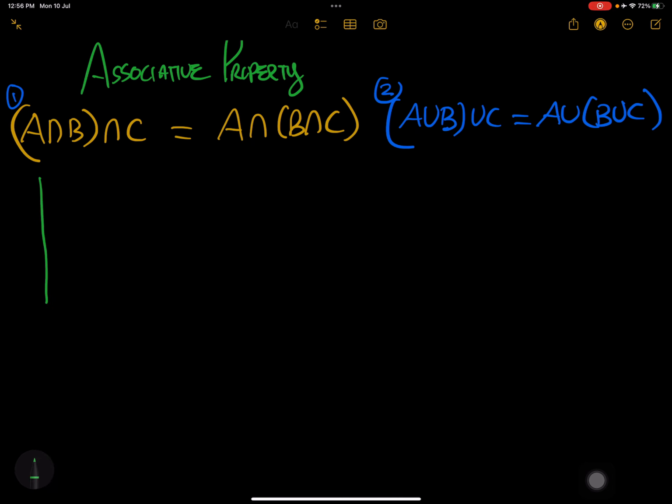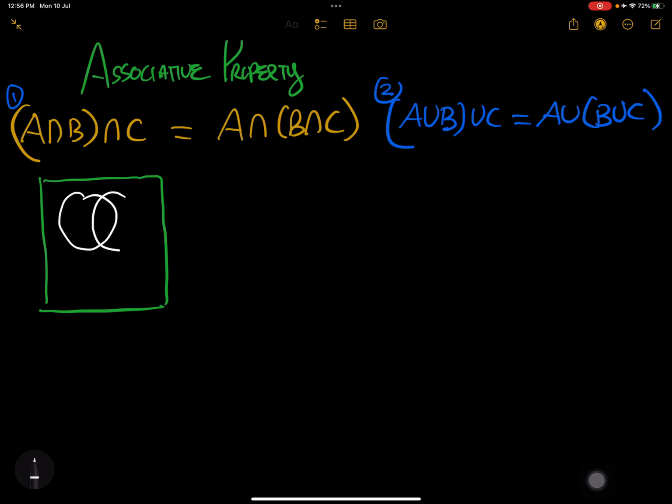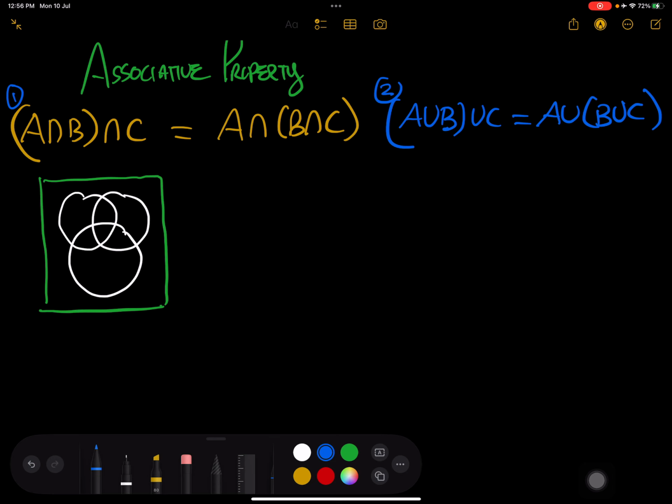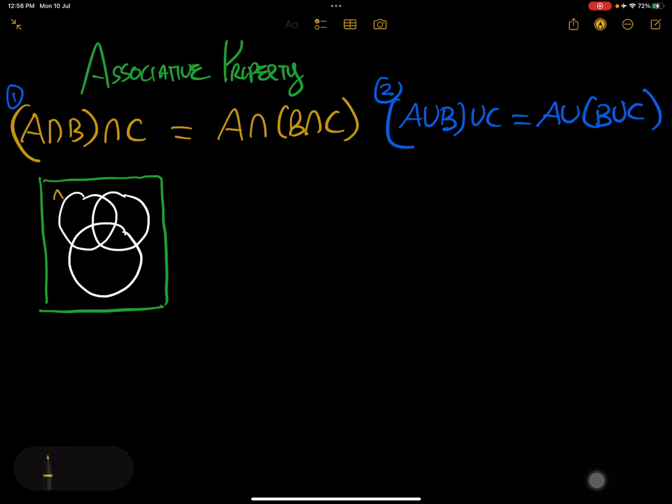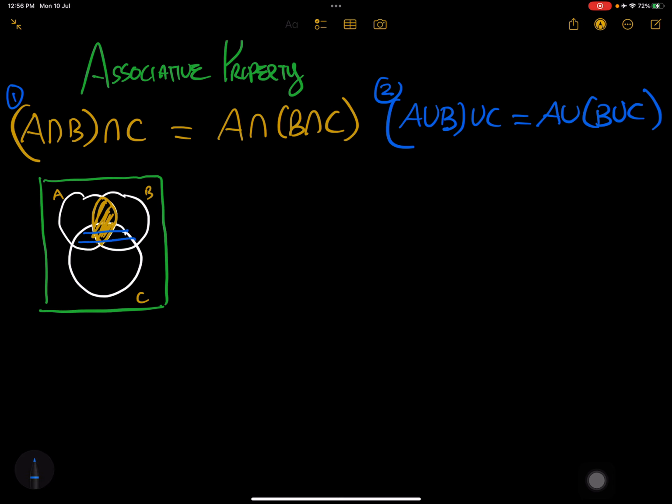So let's imagine that we have a Venn diagram like this, with three rings because we have three sets. This is A, this is B, and this is C. What is going to be our A intersection B? It is the whole of this side, where the rings A and B meet. Now, also intersecting with C, we have to shade the whole region of C.